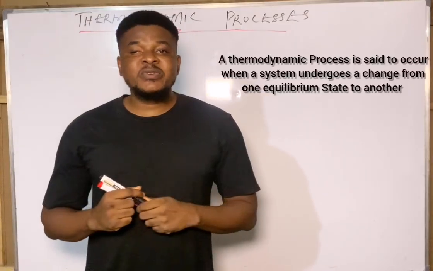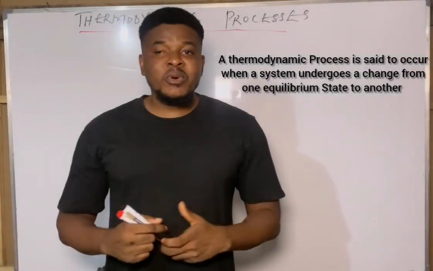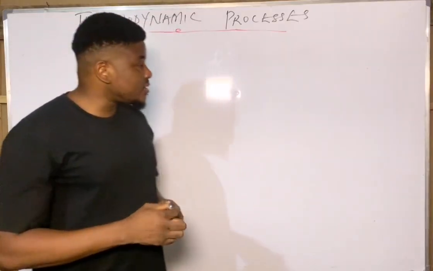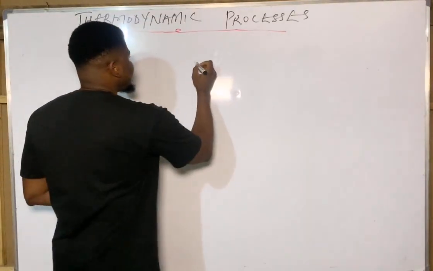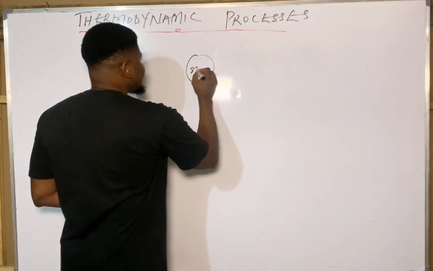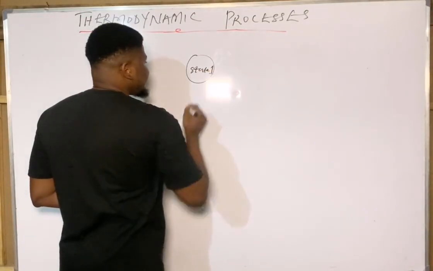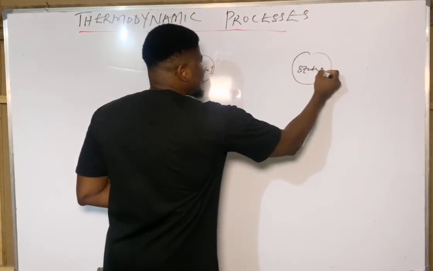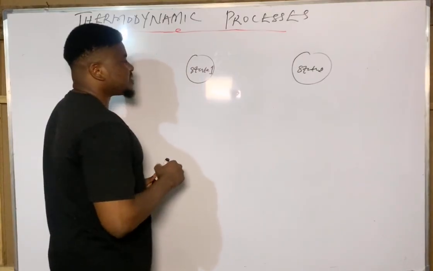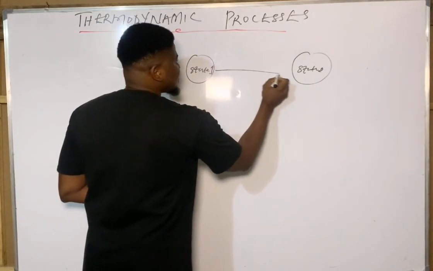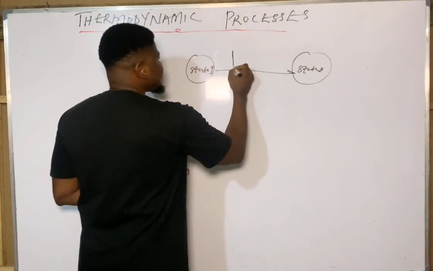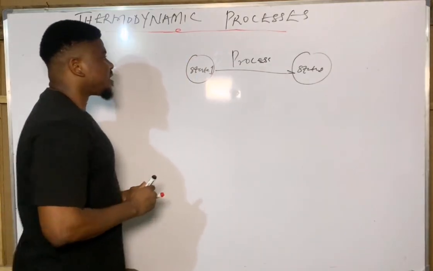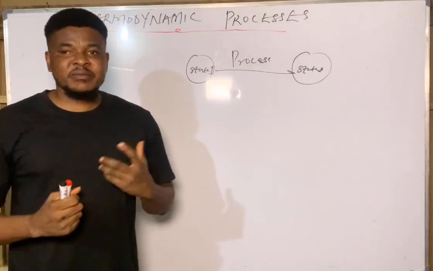Now, a thermodynamic process is said to occur when a system undergoes a change from one state to another. Let's say we have a state, let's say this is state 1 of a system. We have another state here. Let's call this state 2. Now, if a system undergoes a change from state 1 to state 2, we simply say a process has taken place. Now, what then is a thermodynamic state?